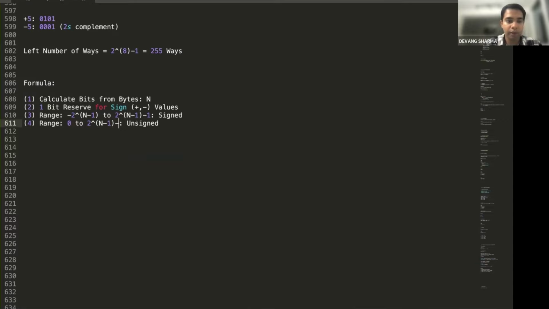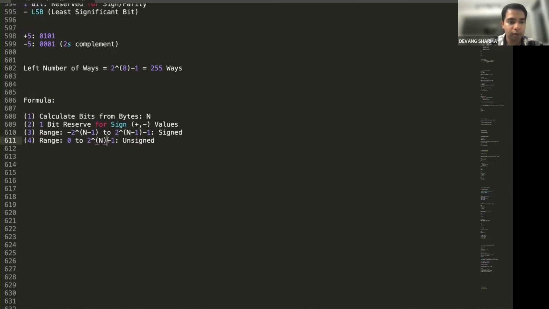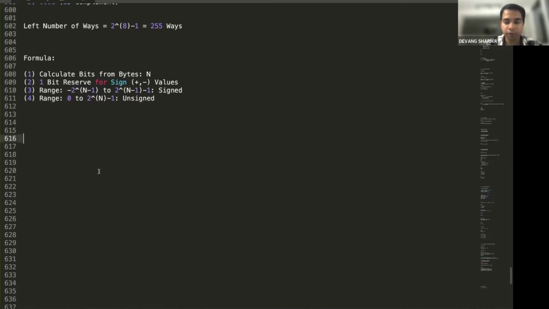0 to 2 raised to the power n minus 1 minus 1. You can put it here also, or you don't need that. 2 raised to the power 8 minus 1. This is good. Okay. Now let's start with an example.